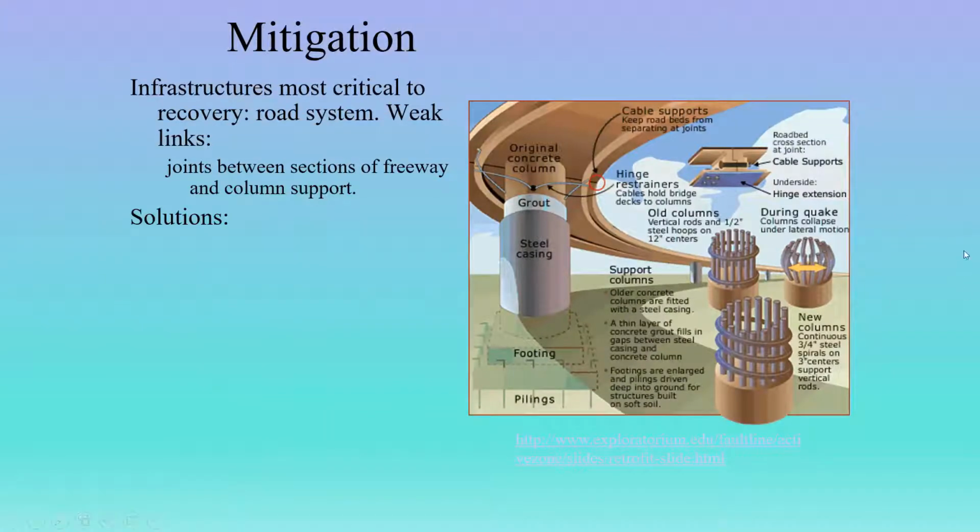So we don't want to recreate Galloping Gertie again in either our roadways or in our buildings. So what are some things that we can do? So infrastructure, like roadways, systems, gas lines, water mains, all these things, right? These are going to be critical to recovery. Road systems are critical. If the roads are destroyed, you can't get help to the folks that need help, right?